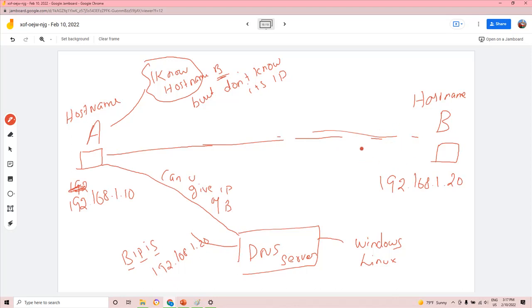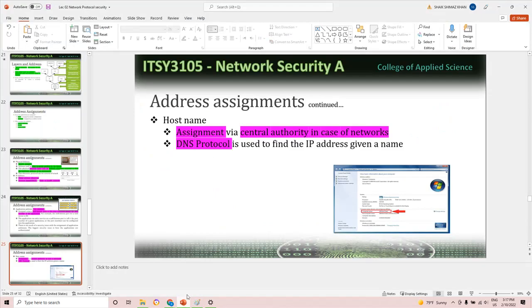If across the network, then it has to use only the IP address. So assigned via central authority, or locally you can add, or local manual. DNS protocol is used to map the host name, any computer name, to IP address.